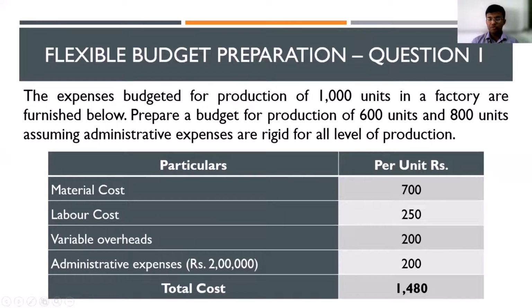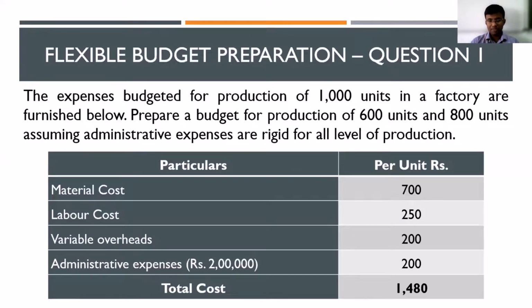In this session, we will be focusing on the preparation of a flexible budget, and we will be working out a numerical together. The question goes like this. The expenses budgeted for the production of 1,000 units in a factory are furnished below. Prepare a budget for the production of 600 units and 800 units, assuming administrative expenses is rigid at all levels of production.